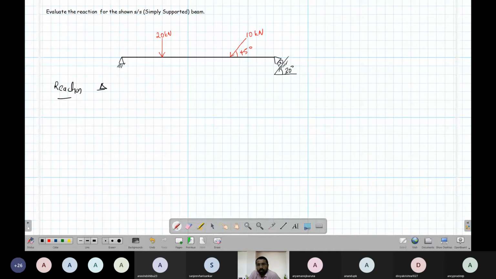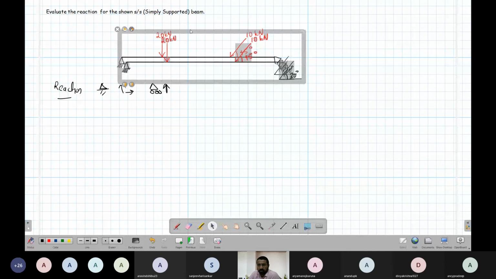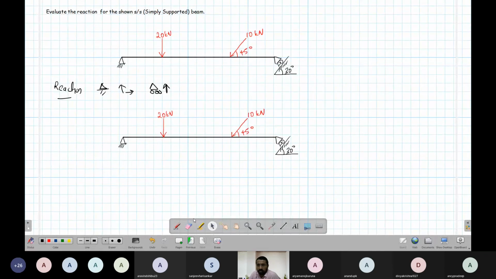So we know that pin support offers 2 reactions, one horizontal and vertical, and roller support offers only 1 reaction. Okay, these 3 reactions I give a mark here. So that is the first job that I have to do. I'll try to mark the reactions. So this pin has 2 reactions. Let's say I call this as A, I'll call this as B as usual. Let's say this is one reaction, VA, and this is another reaction, HA.